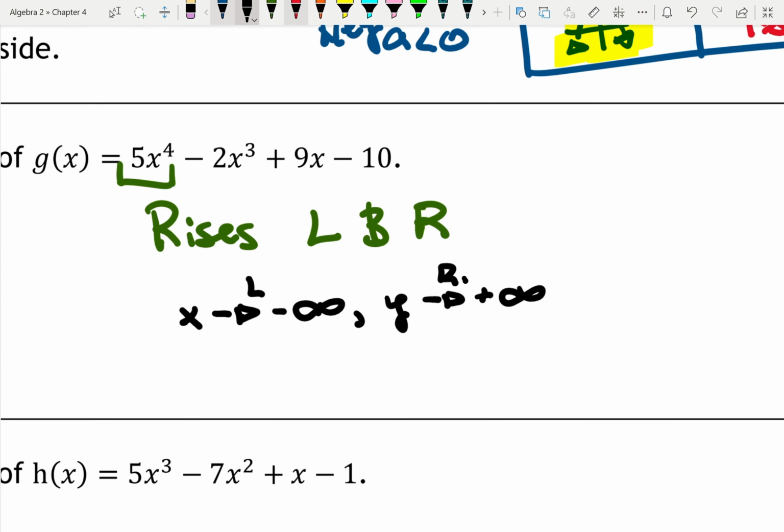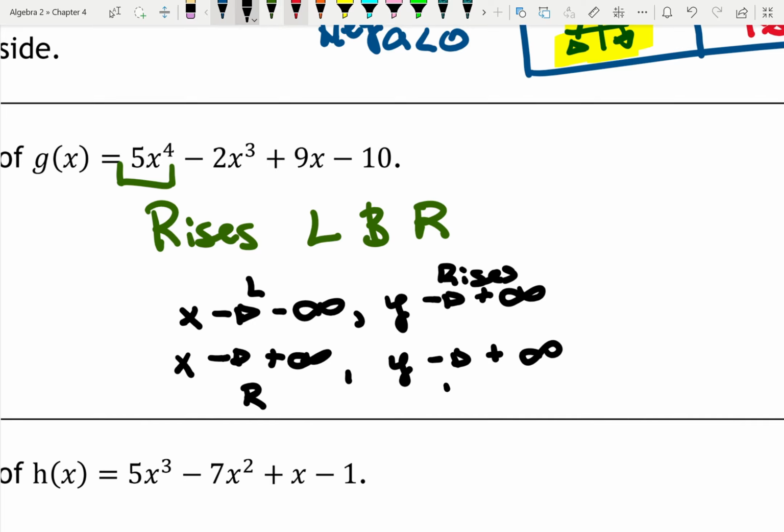So this would be like rises. And then we could say as x goes to positive infinity, this would be right, y also goes to positive infinity. That would be, again, that it rises. So we have left and right, and these are some fancy terms to describe left and right on our graph. And then for both of these, y approaches positive infinity, that is rising. Both of those mean that it rises, it goes up.